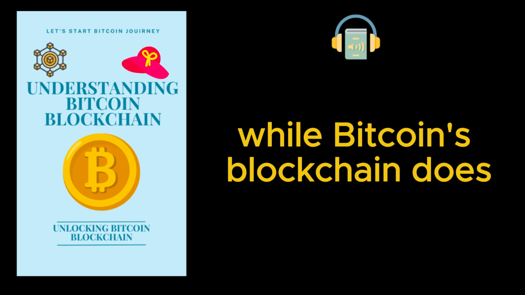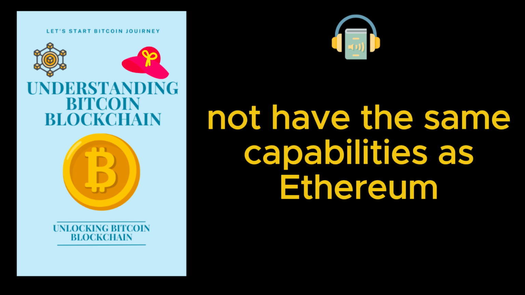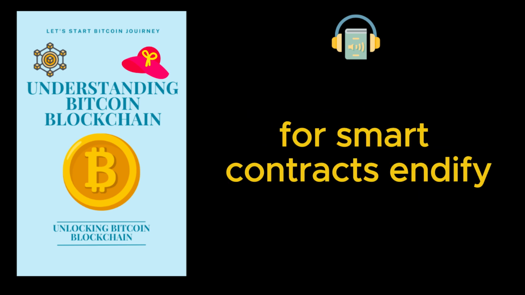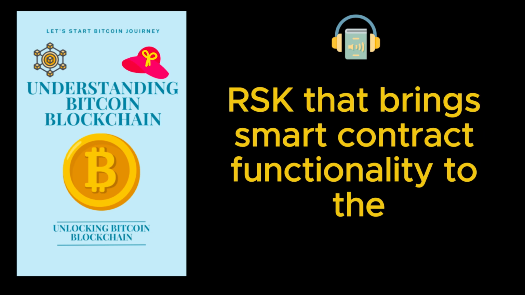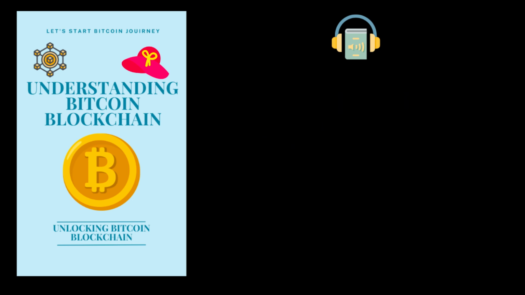While Bitcoin's blockchain does not have the same capabilities as Ethereum for smart contracts and DeFi, there are projects such as Rootstock, RSK, that bring smart contract functionality to the Bitcoin network.